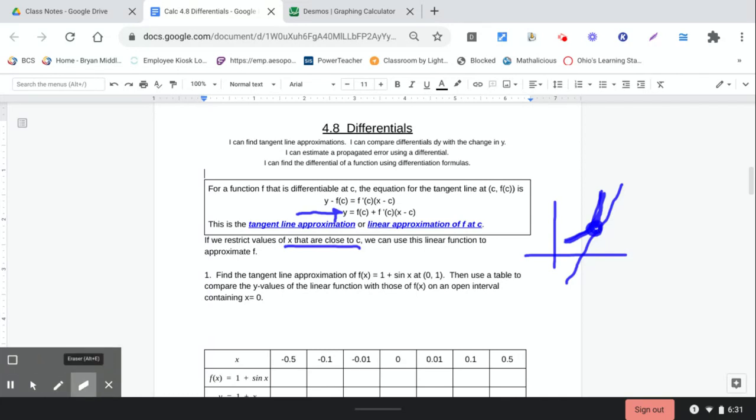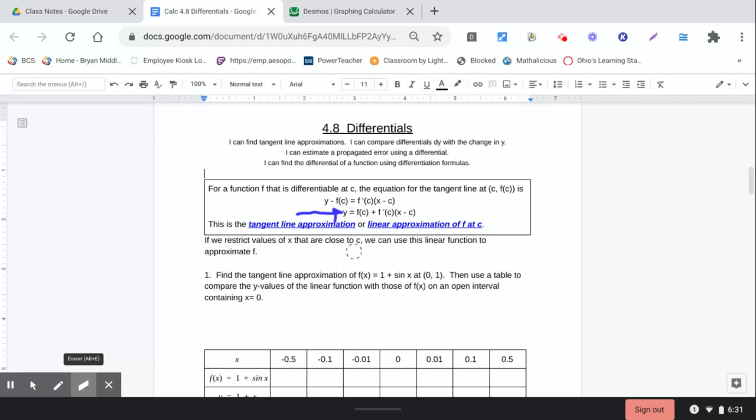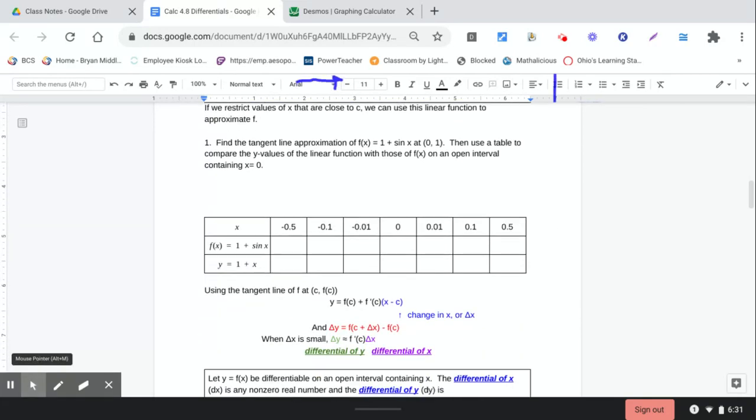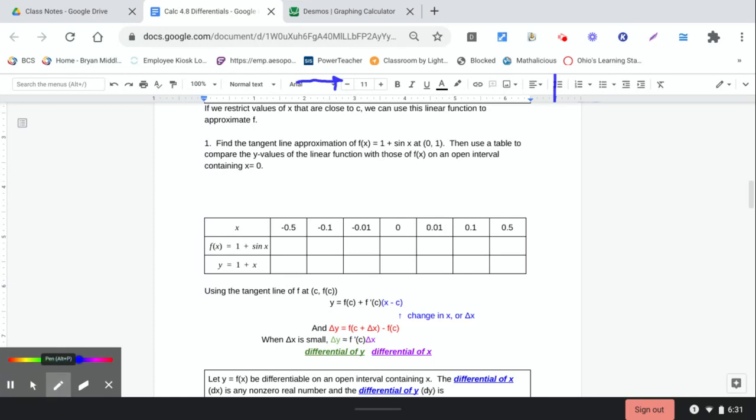Okay, so let me show you some of this in practice. I'll get rid of some of these scribbles we don't really need. So we want to find the tangent line approximation of the function 1 plus sine x at the point (0, 1). So we're going to find the tangent line through that point, and then we're going to use a table to compare some values.